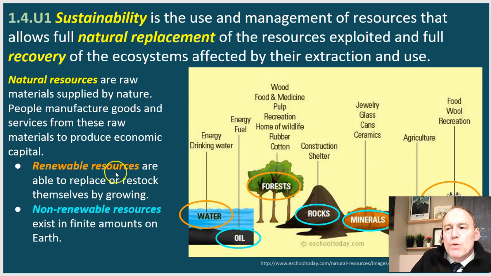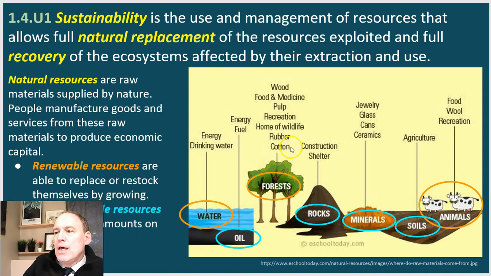So renewable resources are able to replace or restock themselves by growing or just by replenishment, such as water. Non-renewable resources exist in finite amounts in the earth and can be used up. Now, renewable resources can be used in a non-sustainable manner, and then they also become non-renewable. That would be, for example, if there's too much deforestation, or what's occurring in the tropical rainforest, where cutting down the forest means it can't really come back.